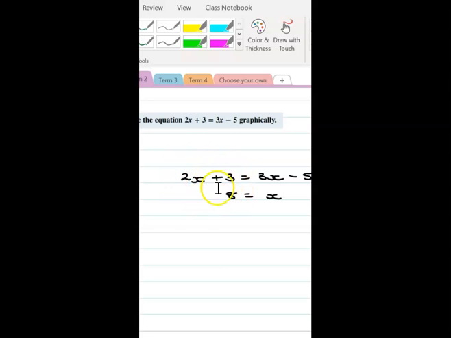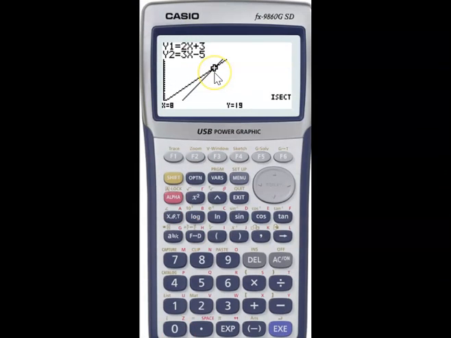So the left-hand side equals 19. Now let's look at what the right-hand side equals. 3 times 8 is 24, take away 5 equals 19. So I know that both sides equal 19 when x is 8. And this is clearly shown on the calculator.